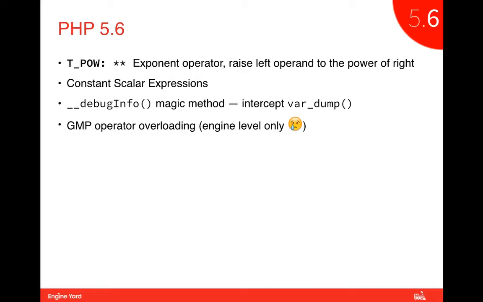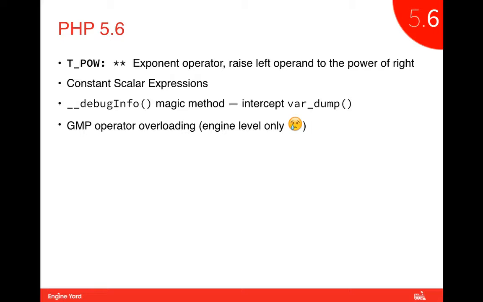5.6 is the smallest release since 5.3. They've added the exponent operator, so now you can do power of stuff with the double stars. Constant scalar expressions are kind of cool. I have like 15 slides of that hidden somewhere, so if you want to see that, I can show you. It basically means in a lot of contexts where you previously could not do basic expressions.